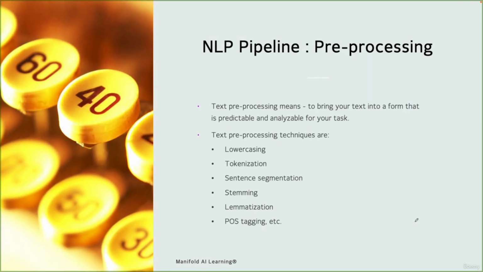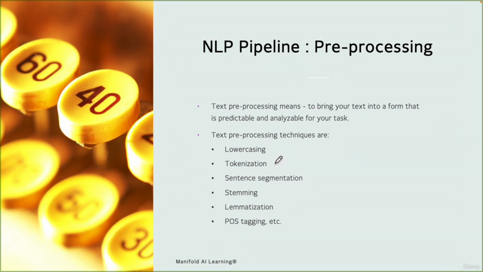Now here, text pre-processing means bringing your text into a form that is predictable and analyzable for the task. Under this text pre-processing, we've got various techniques. We've got lower casing, where we'll be converting the text data into lowercase. And then we have a pre-processing technique called tokenization.